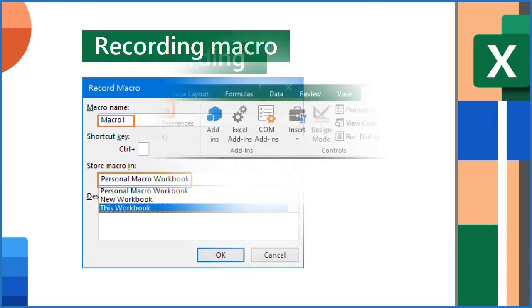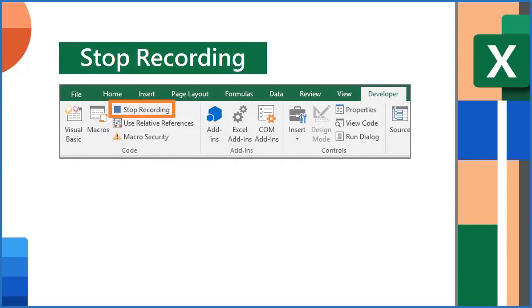You will find the Record Macro button has changed to Stop Recording. 6. Perform the actions that you want your macro to do. For example, you can insert a new worksheet, format some cells, or enter some data. 7. When you have finished the steps, click on Stop Recording. Congratulations, you have created your first macro and the Personal Macro Workbook.